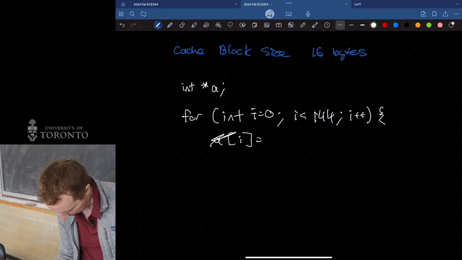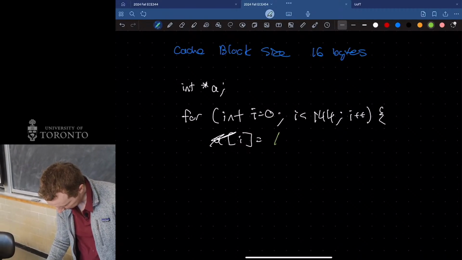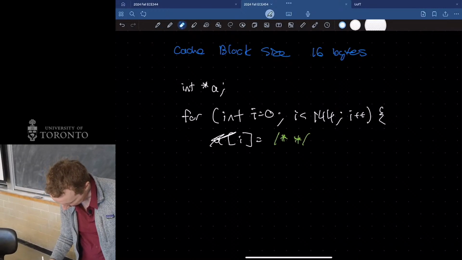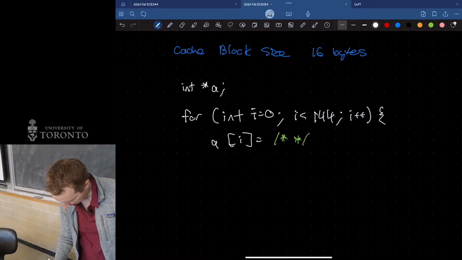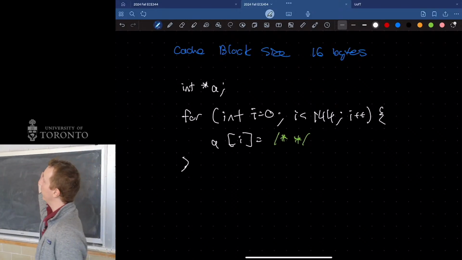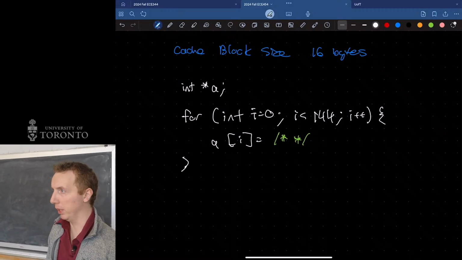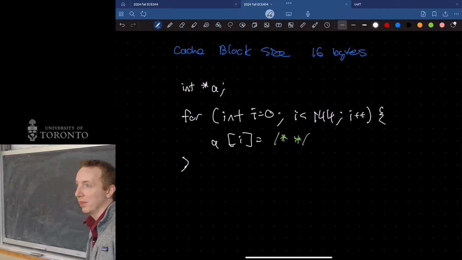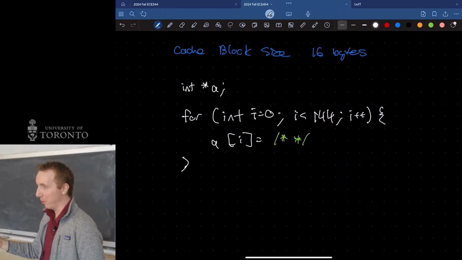Or let's just assume whatever. So it does something and then assigns it to array at index I. So going through this whole array, what would my miss rate be? Yeah. Miss rate would be 1/4. Yeah, pretty much 1/4 in this case, right?